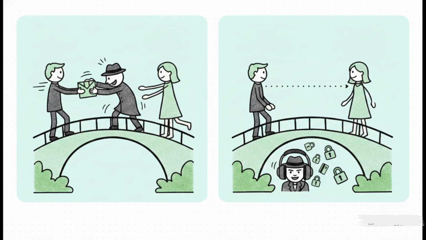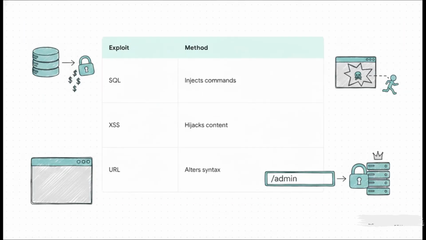In both of these cases, bad actors are spying on your seemingly private interactions just to intercept things like passwords and credit card numbers. When it comes to attacking the web itself, hackers usually target three main vulnerabilities. First up is SQL injection, which is where attackers inject malicious commands to steal or modify data directly from a server's backend database. Next is cross-site scripting, or XSS.